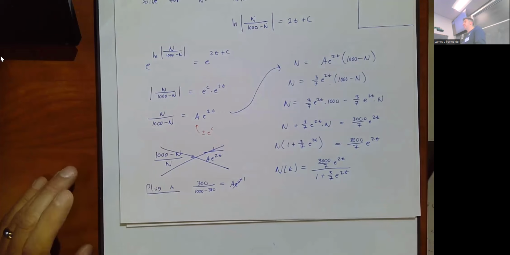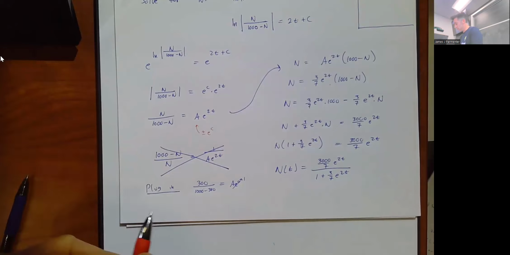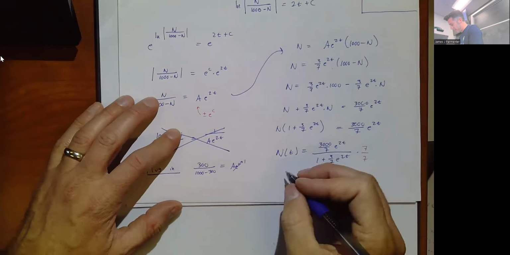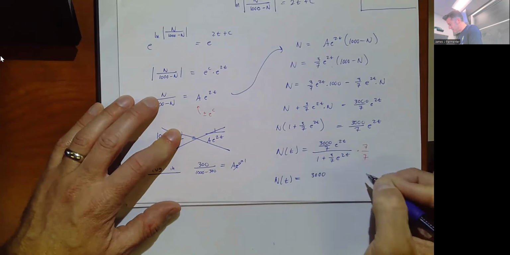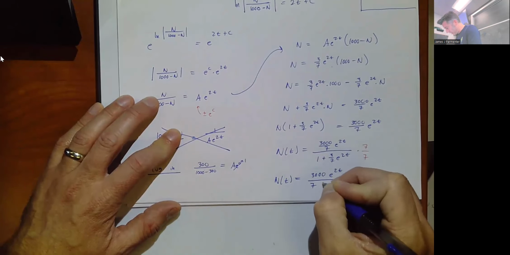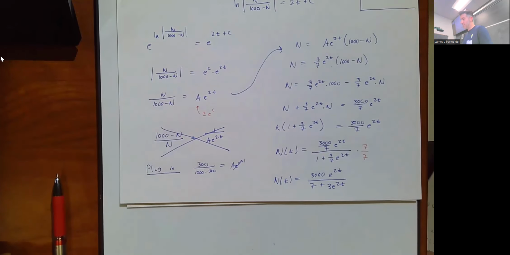And I would definitely make the choice to get rid of those sevens, multiply the top and bottom by 7, which is pretty standard, I think. So rewriting this in the nicest way possible, in my opinion, we're going to get 3,000 e to the 2t over 7 plus 3 e to the 2t. That's how I would choose to write it. Other people probably would pick something different.